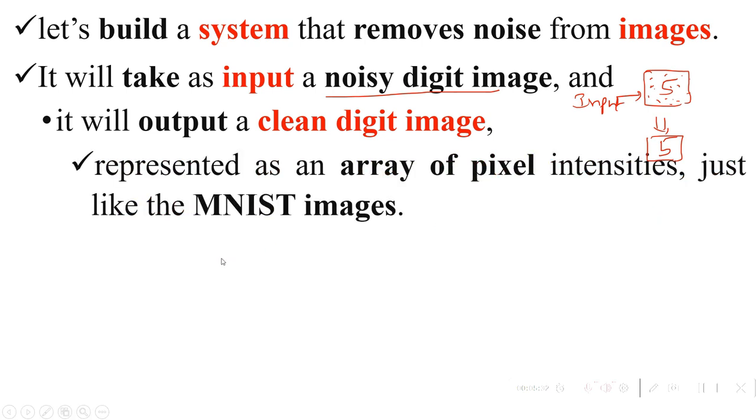The image represents an array of pixel intensities. The pixel intensities range between 0 and 255, where 0 means black and 255 means white. Our dataset contains MNIST handwritten digit images, and each image is represented in the form of 0 to 255 pixel values.